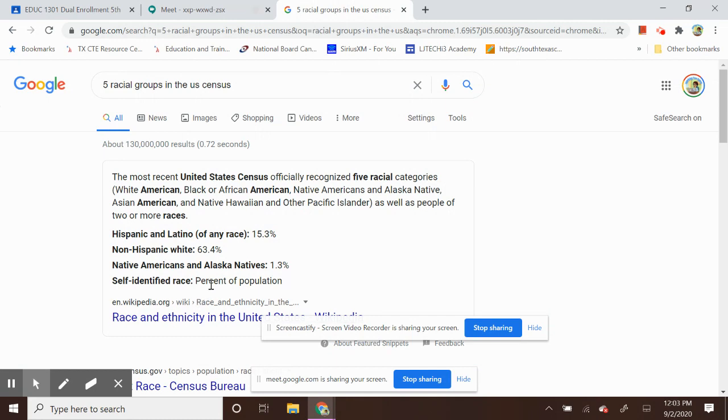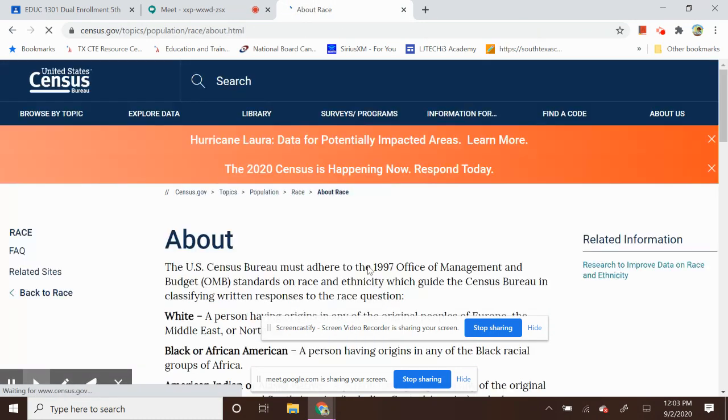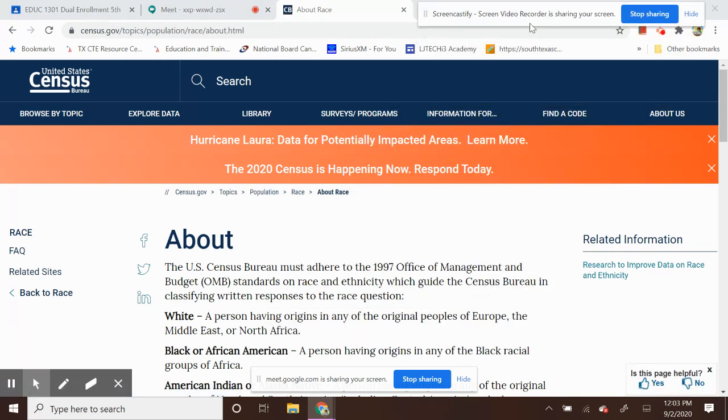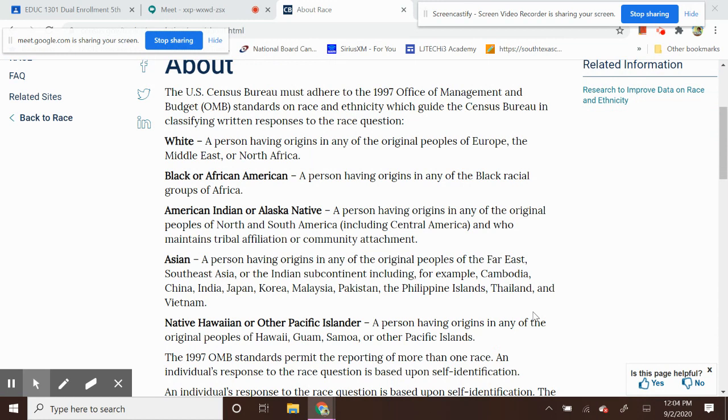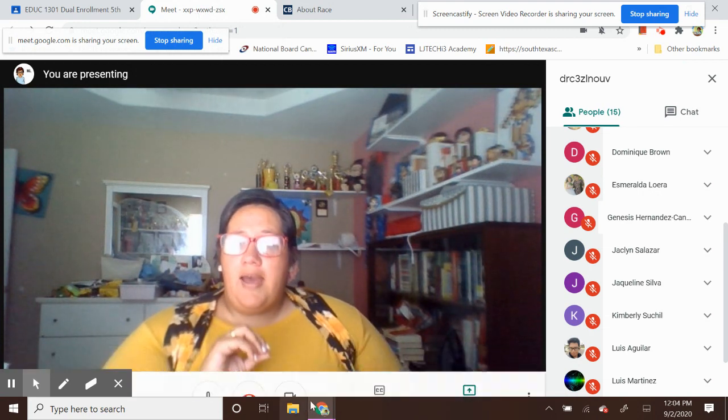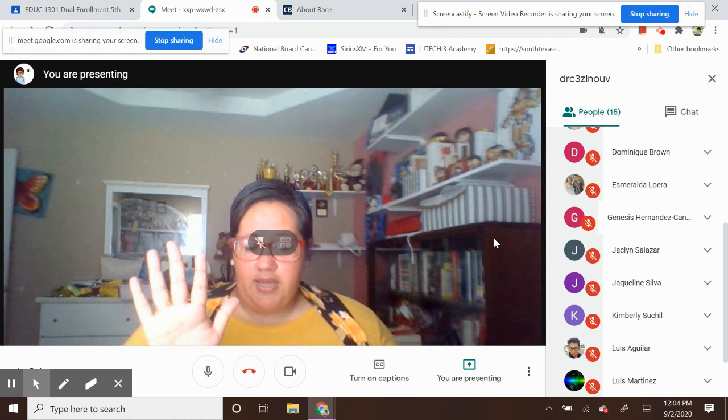Okay, so the United States Census recognizes 5 racial groups, okay? So remember that the census is something that happens every 10 years. This is a census year in the United States right now. And so the United States Census recognizes five racial groups, okay? You are a white person, a person having origins in the original peoples of Europe, the Middle East, and North Africa, okay? That's one racial group. Then you have Blacks or African Americans. You have American Indians or Alaska Natives. You have Asians. And then you have Native Hawaiian or Pacific Islander, okay? So according to the U.S. Census, you have 5 racial groups, okay?